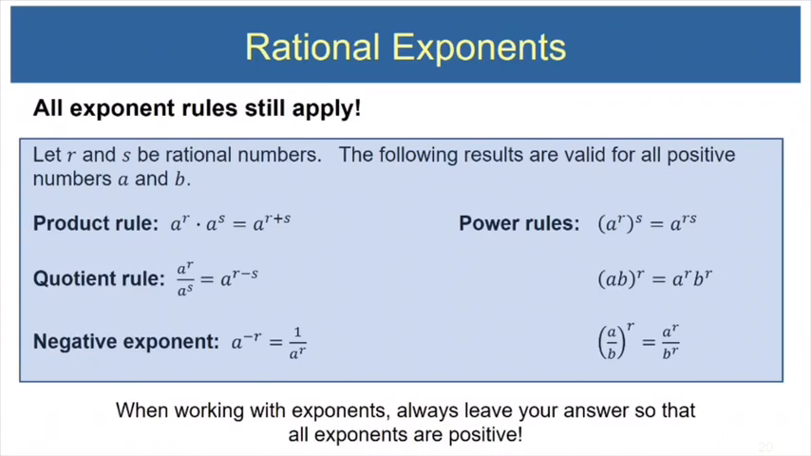Now that you know how to use rational exponents and what they mean, you need to know that all the exponent rules you've already learned still apply when you're working with rational exponents. You still can use the product rule. A to the r times a to the s would just be a to the r plus s. You still can use the quotient rule. You just subtract exponents. You still can use the negative exponent rule and all the power rules. All the rules still work. But anytime you're working with exponents, always make sure that you leave your answer so that all exponents are positive. Never leave negative exponents in your final answer.